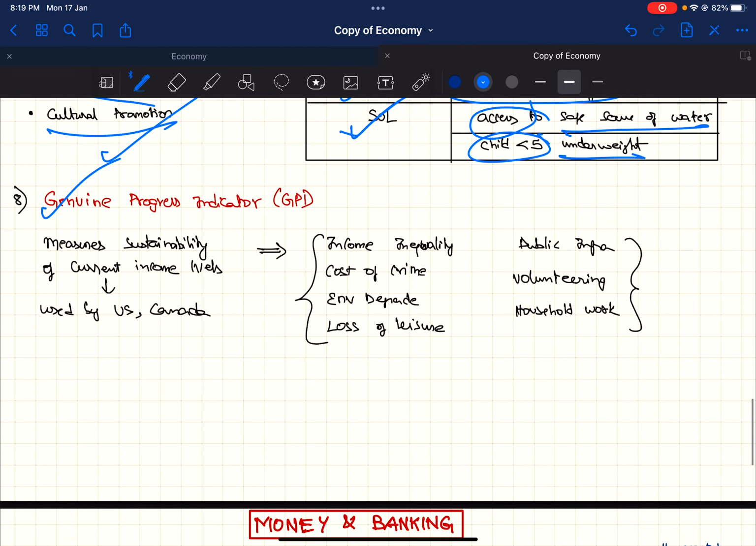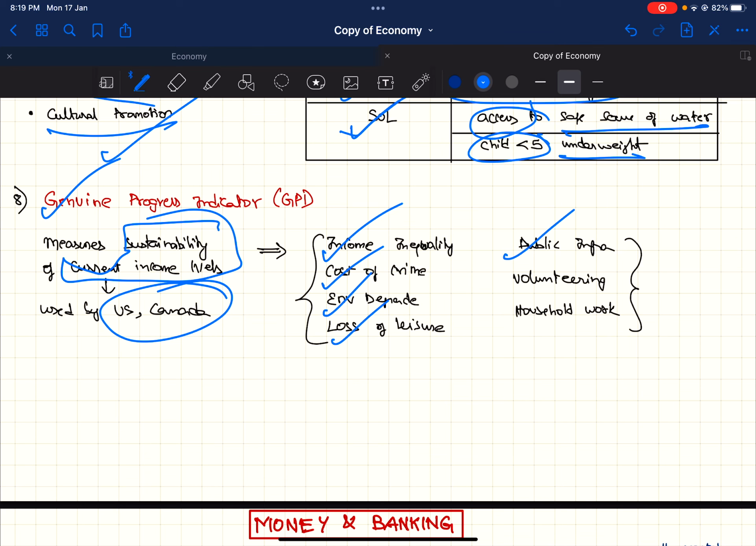Genuine progress indicator, it is used by the US and Canada. It measures sustainability of current income levels. So it calculates things like income inequality, cost of crime, environmental degradation, loss of leisure, public infrastructure, volunteering and household work.